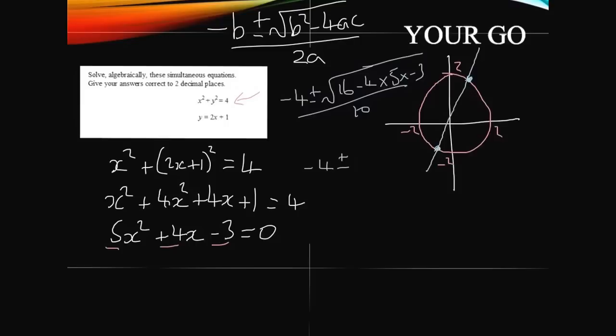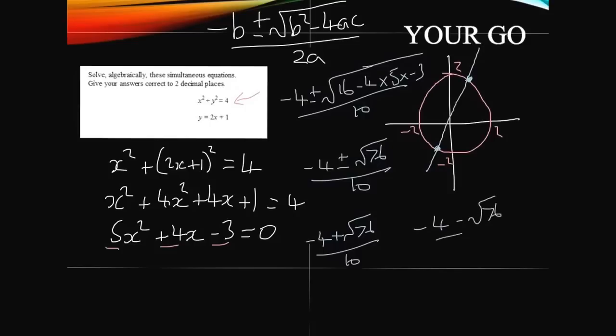Okay, so we've got minus 4 plus and minus, and then here we've got 16 plus 60. So we've got 76, root 76 over 10. So the 2 solutions that you're going to get are when we've got minus 4 plus root 76 over 10, and when we've got minus 4 minus root 76 over 10.